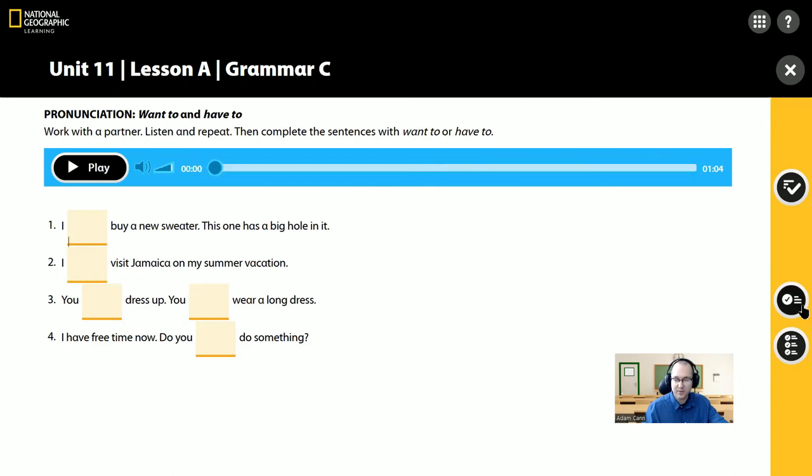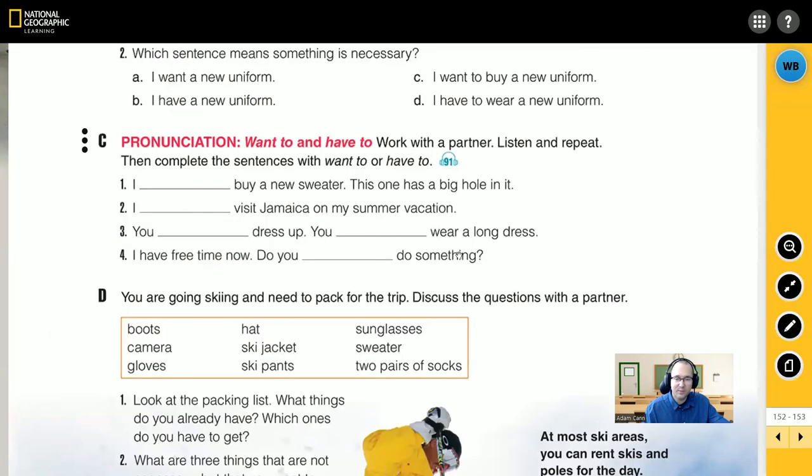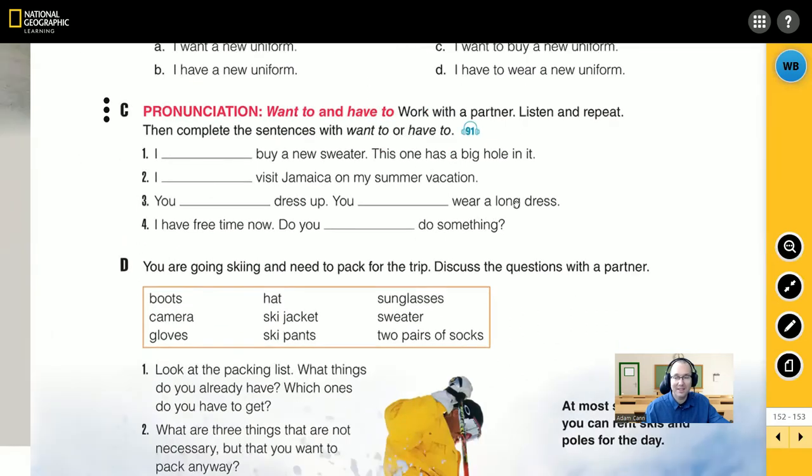And I really like it because they spoke slowly and they sounded perfectly natural. The first one is, I have to, okay, not have to. I have to buy a new sweater. Number 2. I wanna visit Jamaica on my summer vacation. You have to dress up. You have to wear a long dress. And here, I have free time now. Do you wanna do something? So again, this sounds like wanna, have to, wanna, and have to. It looks like have to, but native speakers don't say it clearly. So it's good. I like that the book points this out because it does help your listening, okay?